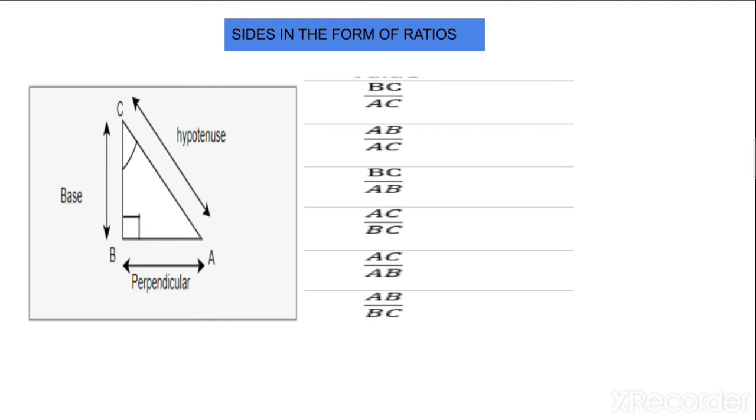Side 1 is to side 2, that is 1 by 2. Then vice versa, side 2 by side 1. Then side 2 by 3, side 3 by 2. Similarly, side 3 by 1, side 1 by 3. So in this way, out of the three sides, I can frame 6 different ratios.